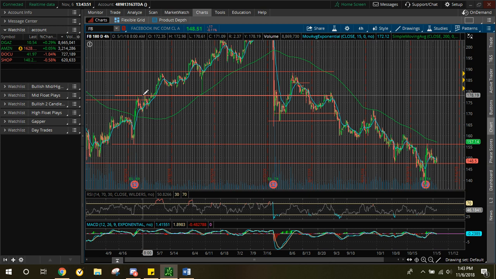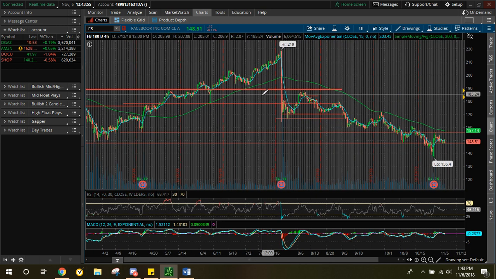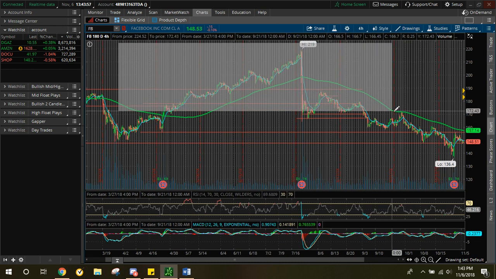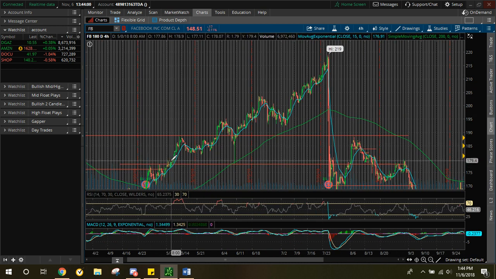Once you learn how to chart further, in the future you'll be able to understand better how to make an understanding of what supports and resistances are.